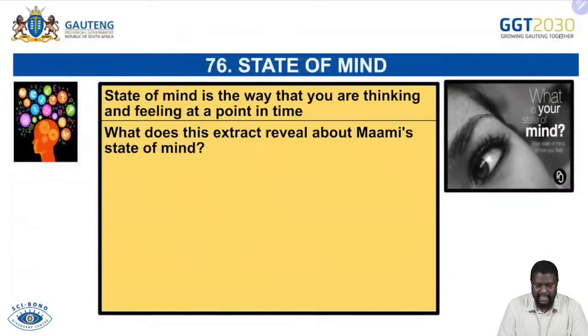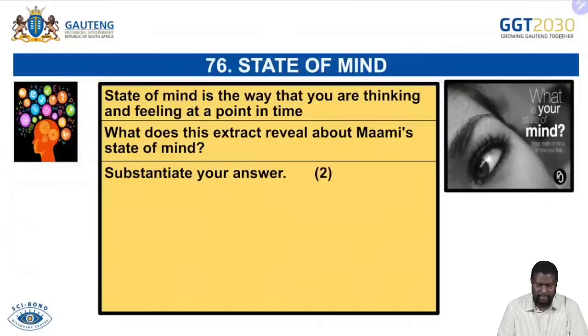State of mind. What does this extract reveal about Mommy's state of mind? So here, you need to go back to the extract that is given in the question paper, in the exam paper. Read the extract. Now, from that extract, how do you think Mommy is feeling? What is she thinking? Remember, head and heart. Then you are able to answer.